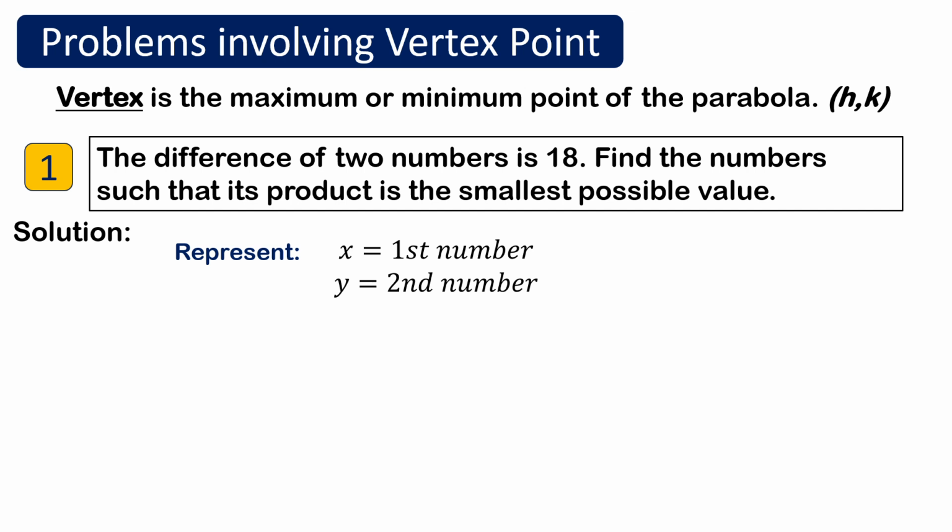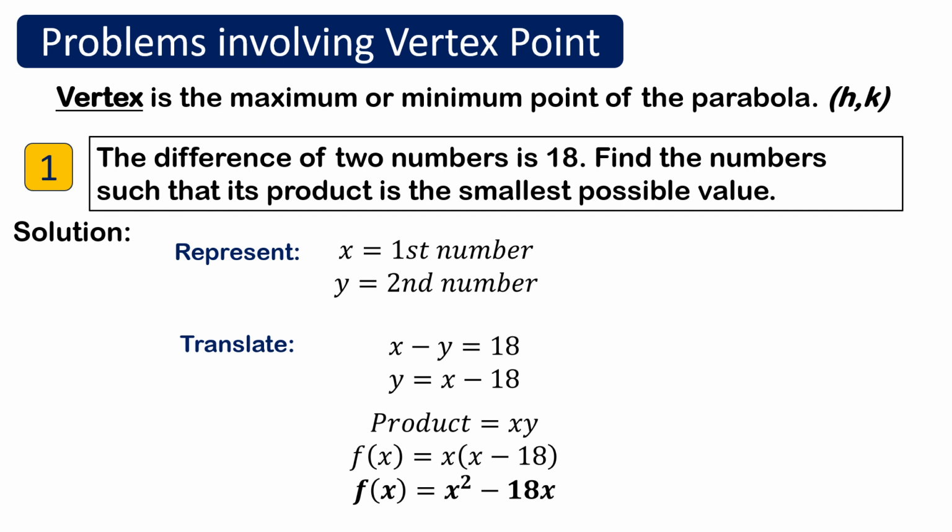For the first equation, or the translation: the difference of two numbers is 18. When we say difference, we subtract the two numbers and the result will be 18. That's why we have x minus y is equal to 18. After that, we can get the y equation. From x minus y equals 18, to get the equation for y, we transpose x to the other side, and it will be negative y is equal to negative x plus 18.